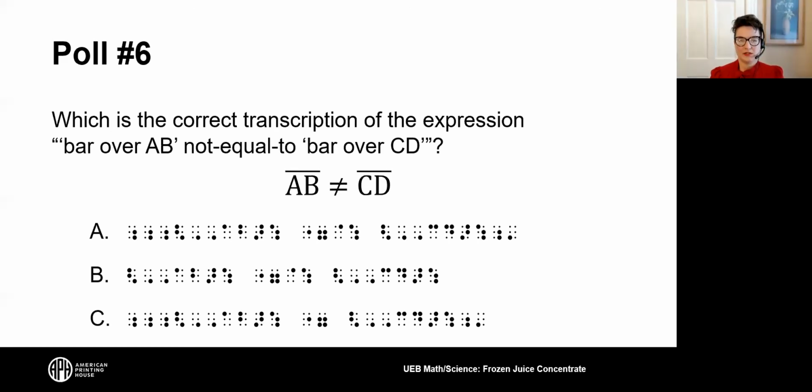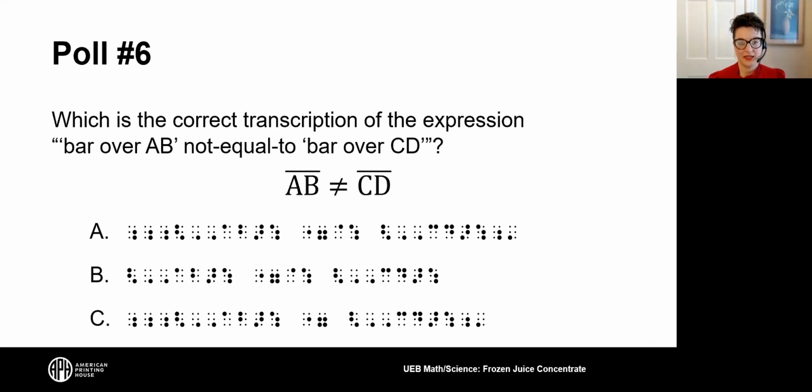So your answer choices differ in one significant way. Answer choice A has a grade 1 passage indicator followed by all caps AB in Braille grouping indicators, and then the indicator dots 1, 5, 6. The symbol of comparison is the same in answer choices A and B. Answer choice B doesn't have any grade 1 indicators.